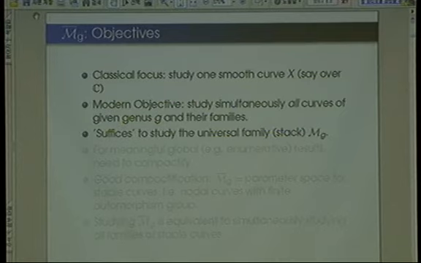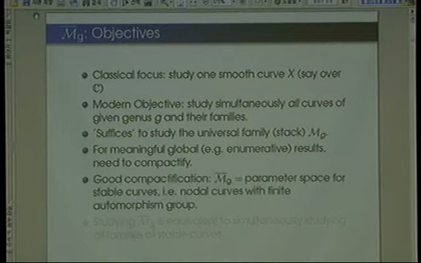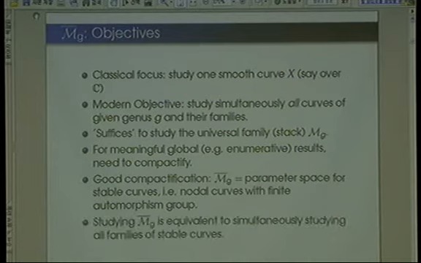There's a single family or stack, which we call M_g, the moduli space of smooth curves of genus g. But if our focus is on global, especially enumerative results, we need to work with a compact space, so we need to compactify it, and one generally works with the standard compactification, which is M_g bar. That's the Deligne-Mumford compactification, which is the parameter space for stable curves, meaning nodal curves with finite automorphism group. And then the study of the single M_g bar is essentially equivalent to studying simultaneously all families of stable curves.